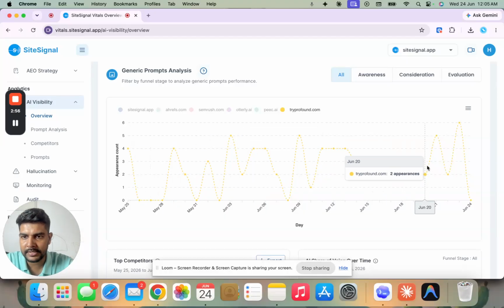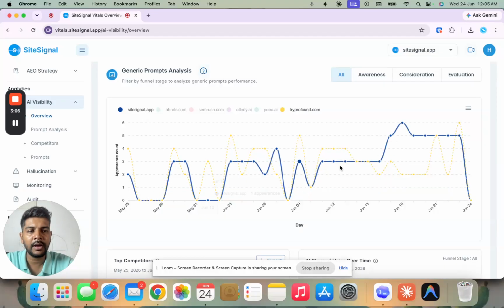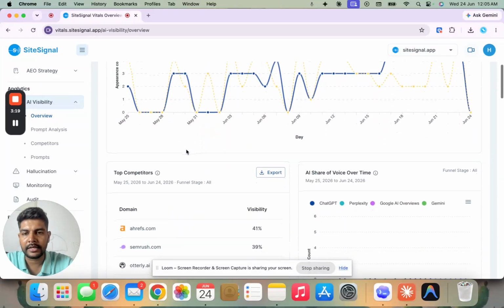This is not a consistent answer. This is not a consistent pattern. That means there is still room for improvement for anyone. As you can see, SiteSignal also is going up and down, and today we were not appearing. And here what you need to do is start working on your strategy. You need to start implementing the tasks given by the strategist. That is an AI agent working around the clock and giving you suggestions.